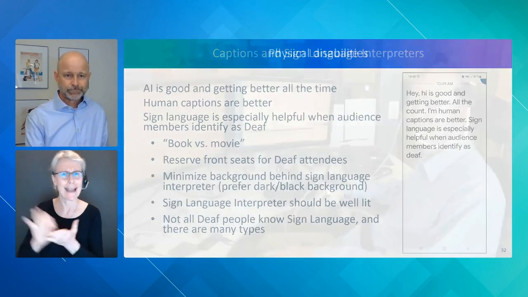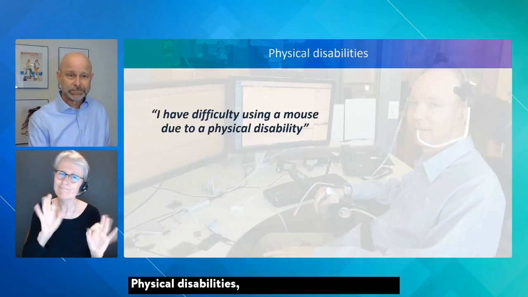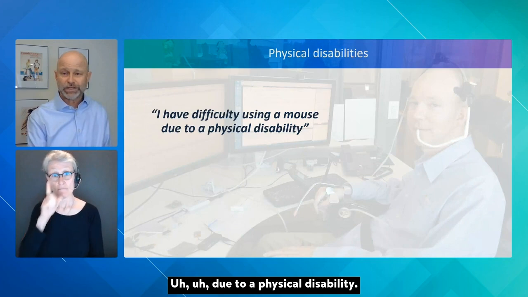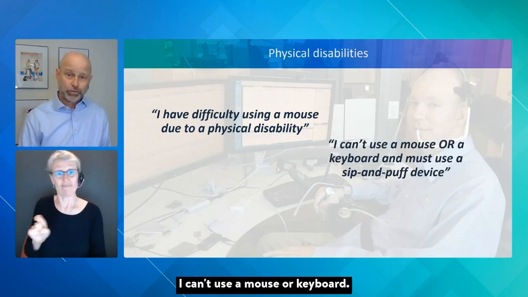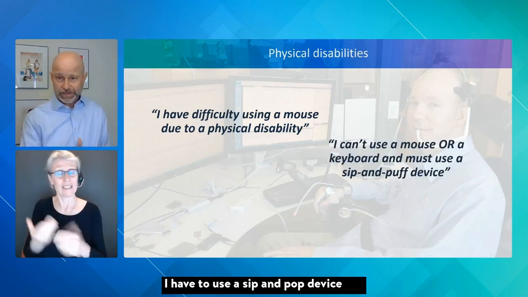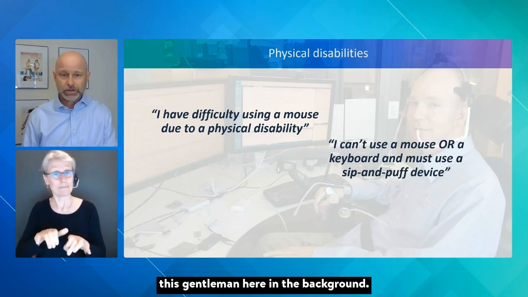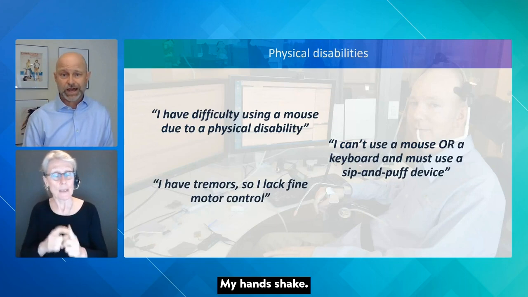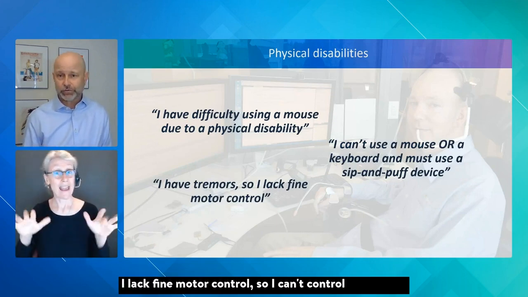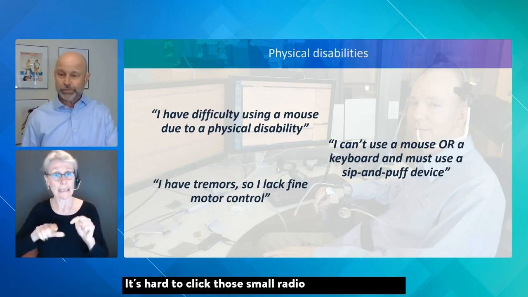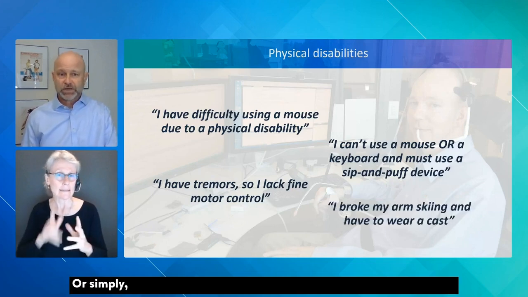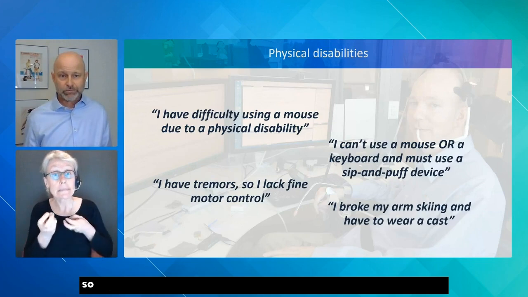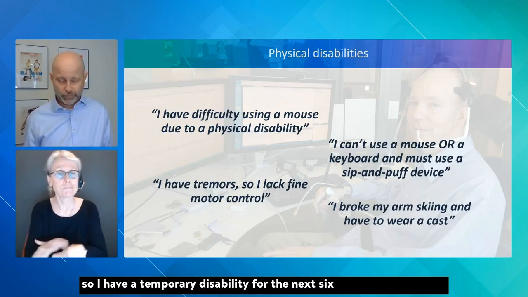All right. Physical disabilities. Being unable to use a mouse due to a physical disability. I can't use a mouse or keyboard and I have to use a sip and puff device like this gentleman here in the background. I'm elderly and my hands, I get tremors, my hands shake. I lack fine motor control, so I can't control the mouse. It's hard to click those small radio buttons and such. Or simply, I broke my arm skiing and now I have to wear a cast, so I have a temporary disability for the next 6 weeks while it heals.